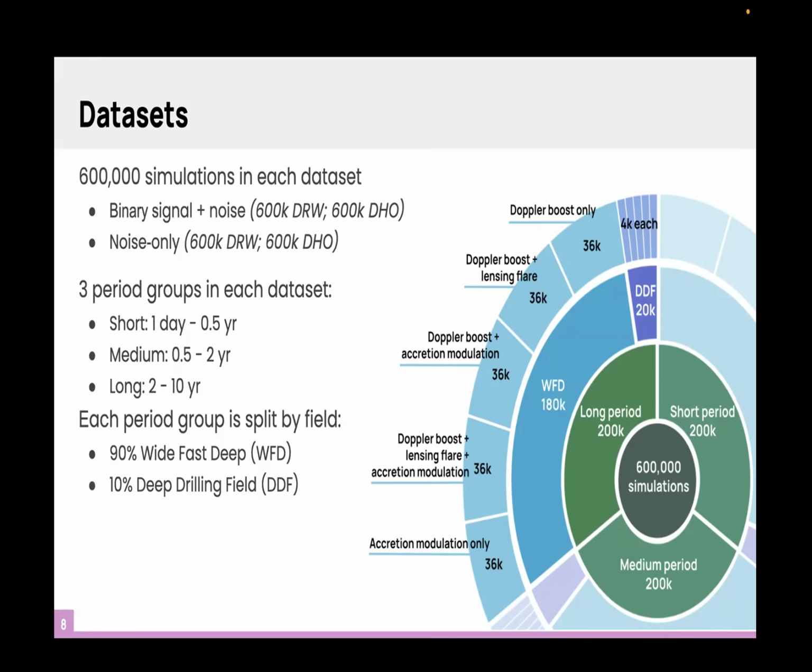So we'll do about 90% of the simulations with the wide, fast, deep cadence, and then 10% with the deep drilling field cadence. And then each of those fields are split equally amongst 5 different signal models. The different signals are just comprised of those 3 signals I talked about before: the Doppler boost, the self-lensing flare, and the accretion modulation. So we just combine those differently so that, again, we have this diverse range of different binary signals distributed equally amongst the different fields, different periods, etc.